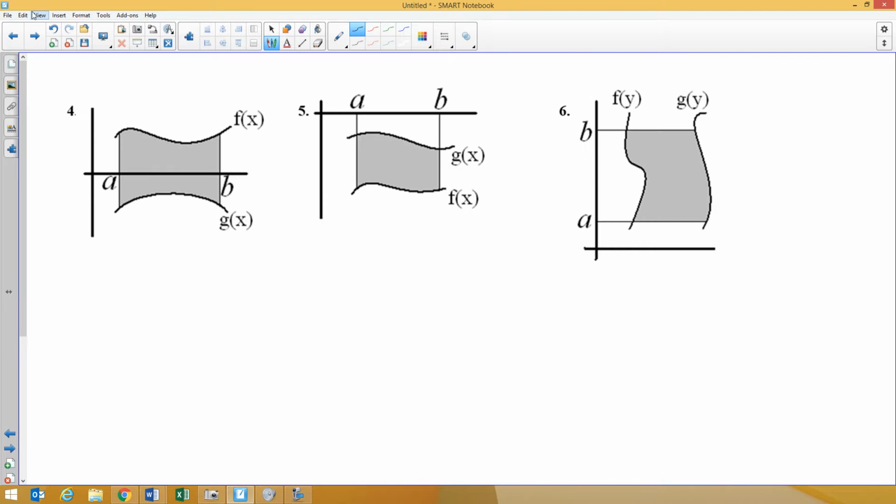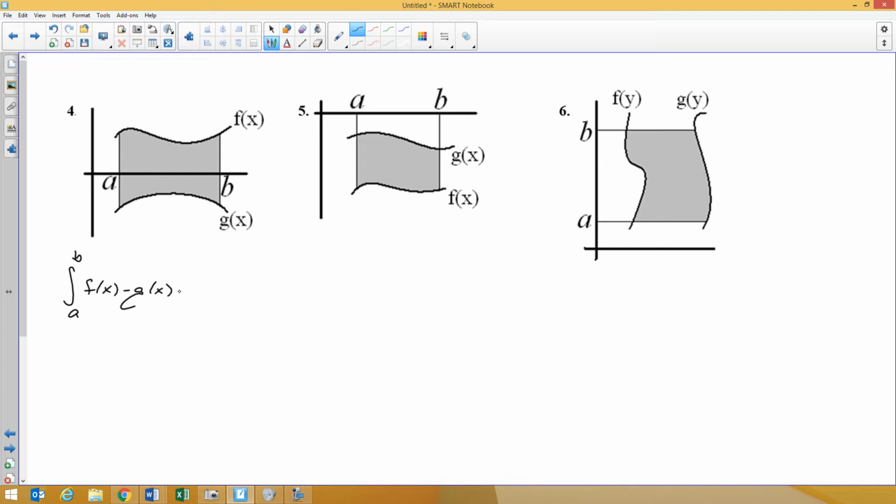Let's move on and look at these three. Number 4, if we have a function that is above the x-axis and a function that is below the x-axis, it's still going to set up the same way. The orientation of the graphs, whether their position in relation to the axes, does not affect the setup. We're still going to do a to b of the top function, f of x, minus the bottom function, g of x.